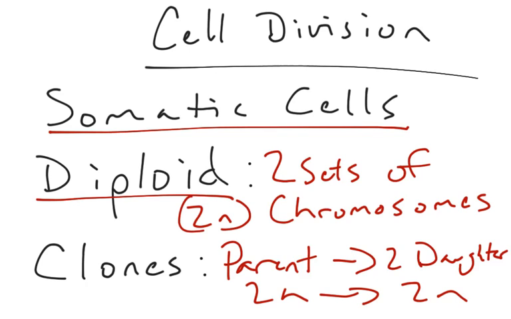So mitosis, I'll spell it for you up here even though it's on the next page, okay, or mitotic cell division, is division of somatic cells. It creates clones, and they are diploid, meaning they have two sets of chromosomes.